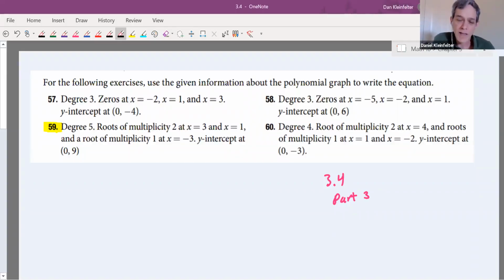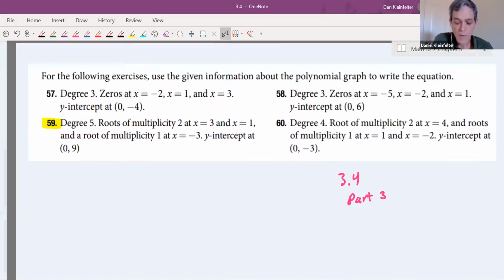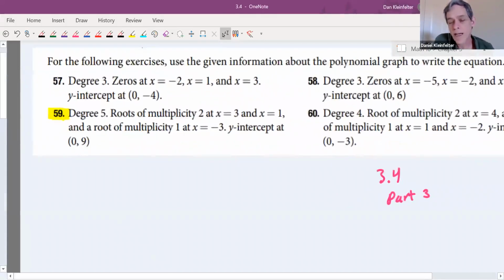Welcome back, everybody. In this video, we'll be continuing with section 3.4 by looking at how you can make up the formula for a polynomial function given some of the information about the polynomial. So we're going to try number 59 here.